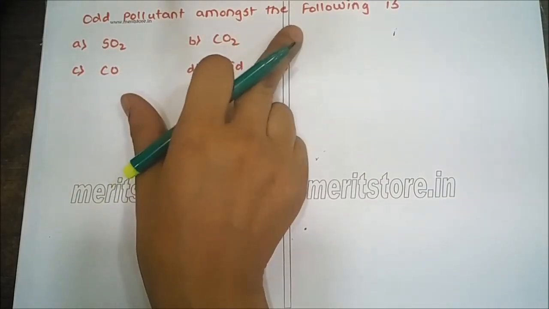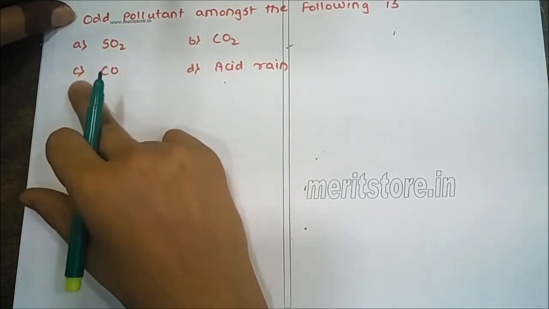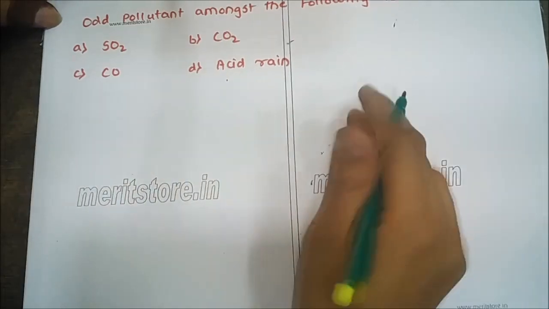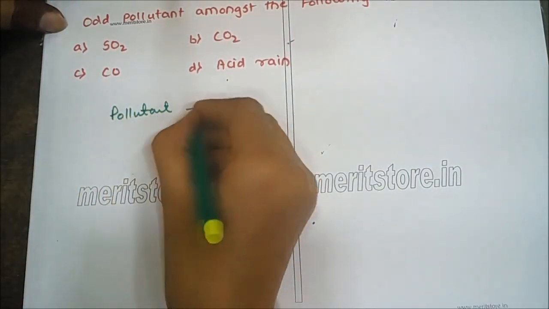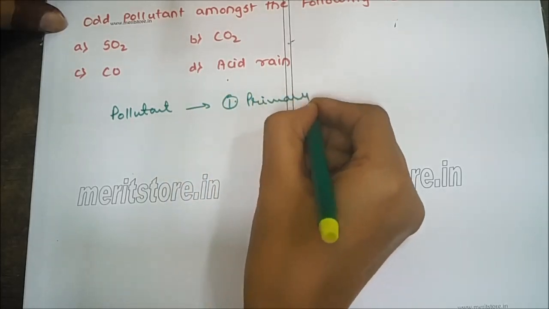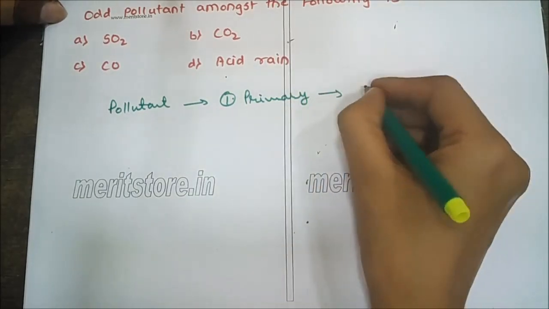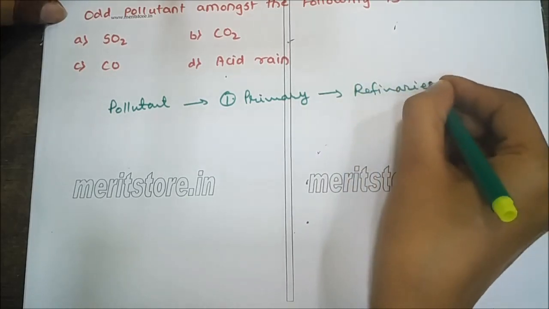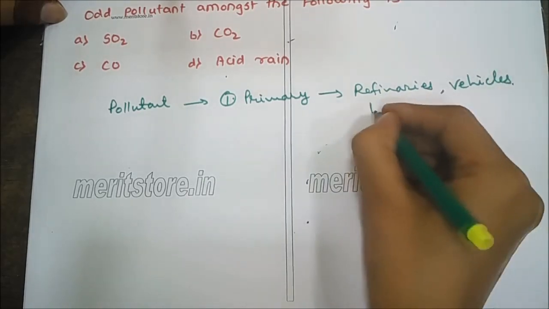Odd pollutant amongst the following is: A. Sulfur dioxide, B. Carbon dioxide, C. Carbon monoxide, and D. Acid rain. There are two types of pollutants, primary and secondary. Primary pollutants are those which are released directly from their cause, like from refineries, automobiles, vehicles, or industries.